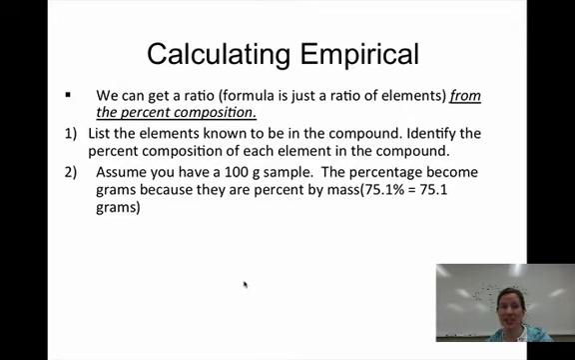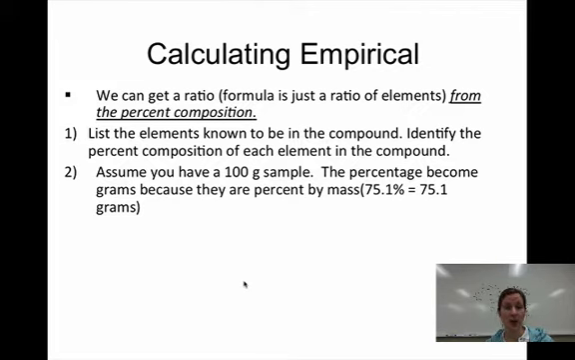The truth is you could decide you had any sample size. Okay, I have a 25 gram sample size. Well, then you would just have to go through and figure out, if I had 75% of this particular element in my 25 gram sample, how many grams is 75% of 25? Okay. So saying I have 100 grams is just an easy way to do these problems.